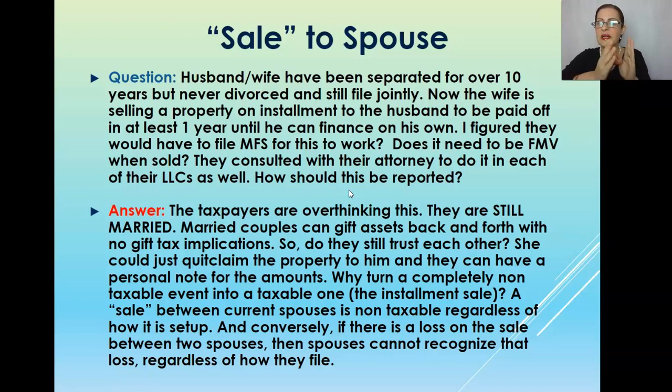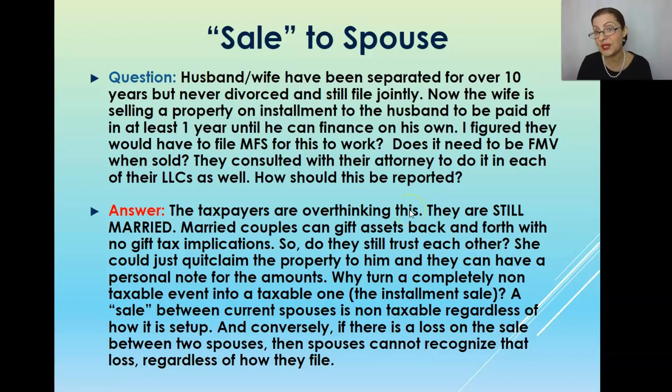But in this case, this is an example where the tax practitioner has a situation where the wife is selling a property on installment to the husband, and it's to be paid off at least 1 year until he can finance the property on his own. She owns this house. Okay, it's a second home or whatever, presumably, and he wants to buy it, but they're married. Does it need to be fair market value when it's sold? They consulted with their attorney. Do they have to have it in an LLC? How should this be reported?